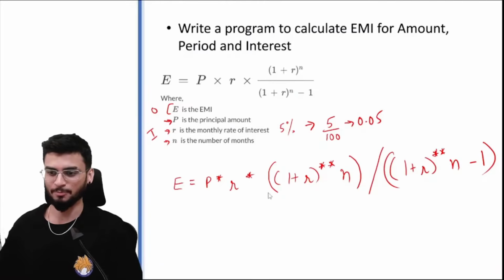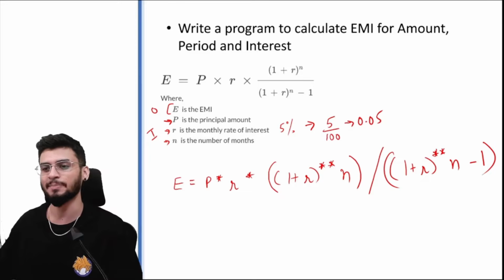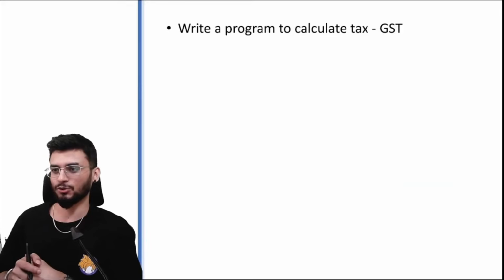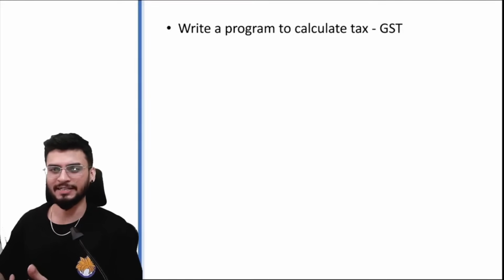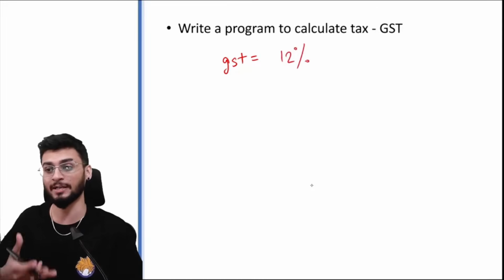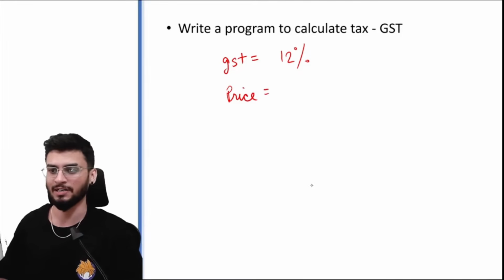Okay, so this was the second problem. Again, quite easy. You just have to convert a simple mathematical formula into something that Python can understand. Next program would ask you to calculate tax or generally GST. So it has a simple formula. For this, we need the GST rate. So let's assume that GST rate is 12%. Okay, so this would be the input from the user. And also the other thing you need to take the input from the user is the price. Price can be any decimal or integer value.